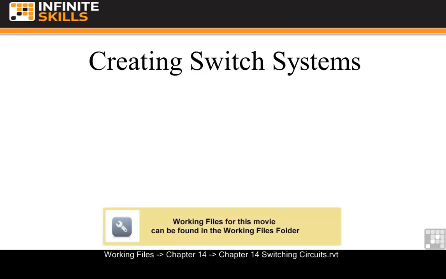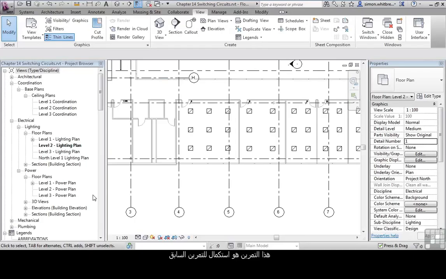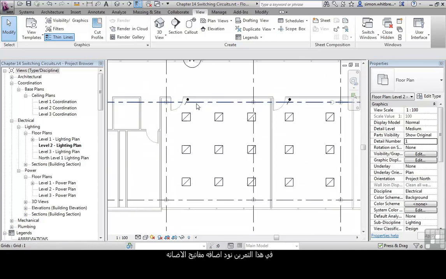From the Startup screen, click on Open, browse to your Chapter 14 folder, and open the file, Chapter 14, Switching Circuits. This exercise is a follow-on from one of the previous ones about creating lighting circuits. To do this, carry on in Level 2, Lighting Plan. In the previous exercise, we created lighting circuits and connected them to a distribution board. In this exercise, we want to create switching circuits.